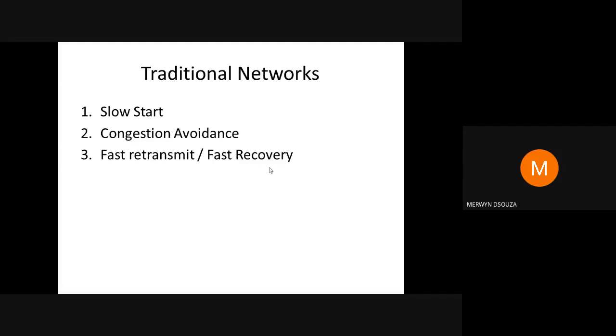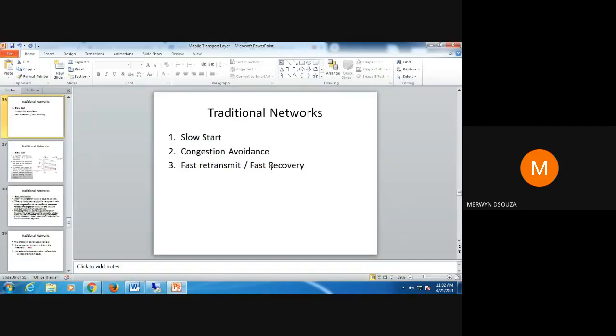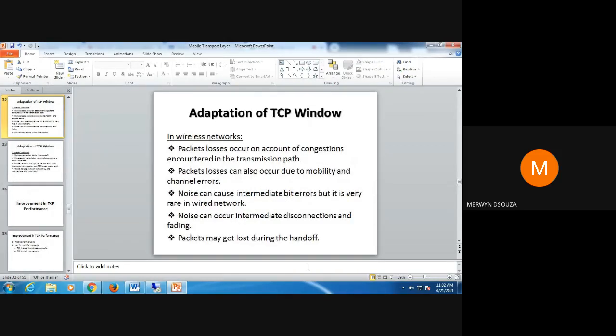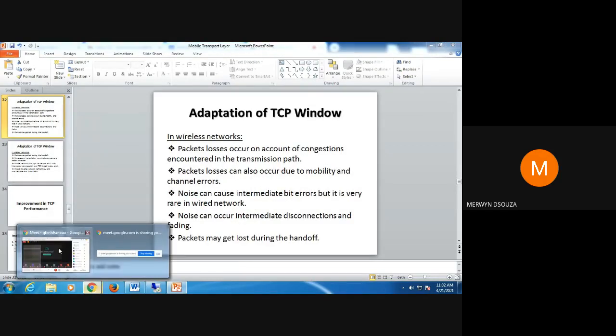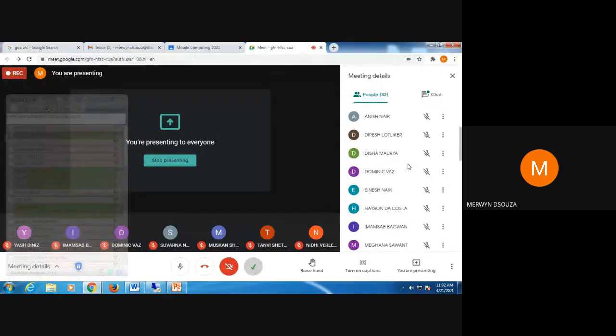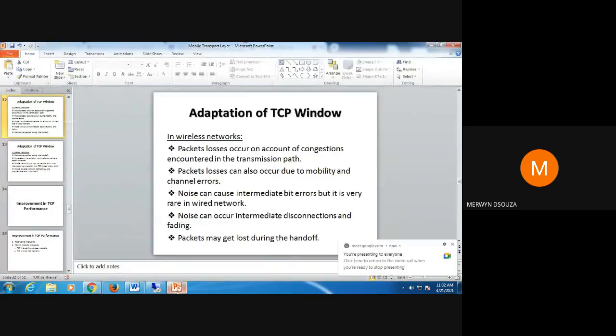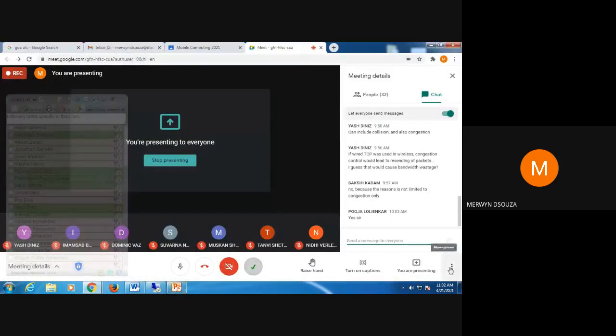But I think I made myself clear how the TCP of fixed networks cannot be used in wireless networks. If you are not having any doubts, then I would like to take attendance and stop the class. Do you all have any doubts in any of the slides that we have done from Monday? Okay, so I'll stop the recording here.